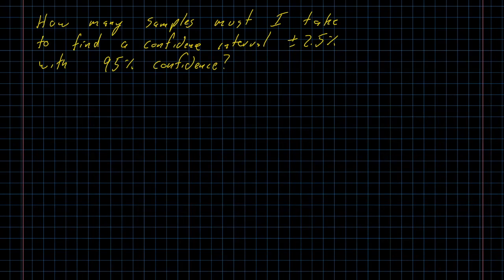I want to take enough samples that my confidence interval is down to plus or minus 2.5% with 95% confidence. Well, that means that I need the 2.5% to be equal to the plus or minus part of the confidence interval formula, z times the square root of p hat q hat over n.